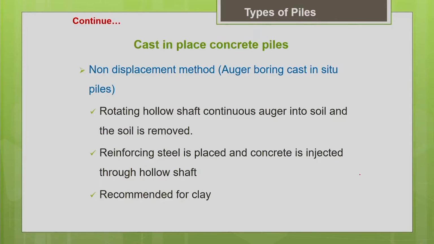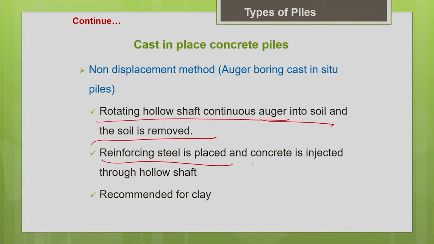Let me summarize. First, you need to rotate the hollow shaft continuous auger into the soil. It is the rotary method, as I told you. So, you have the rotating hollow shaft continuous auger. It has a spiral or helical auger, as I showed you, which can easily bore the hole into the ground, and it can remove the soil out of the hole. The soil is removed and the reinforcing steel is placed, and the concrete is injected with the help of a tremie pipe. This method we can recommend basically for the clay soil.